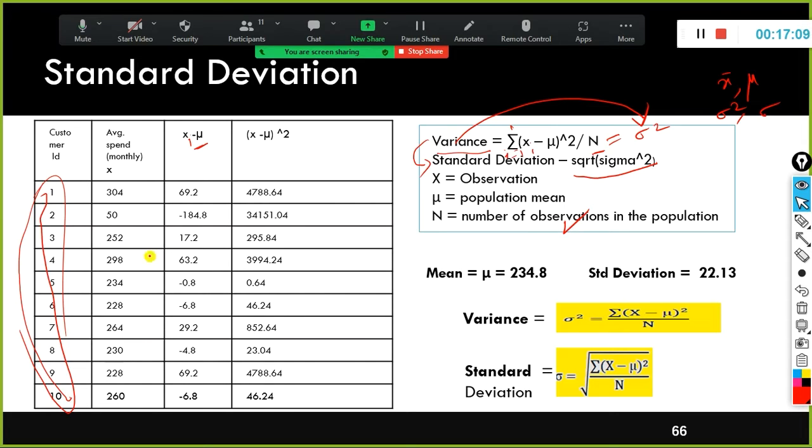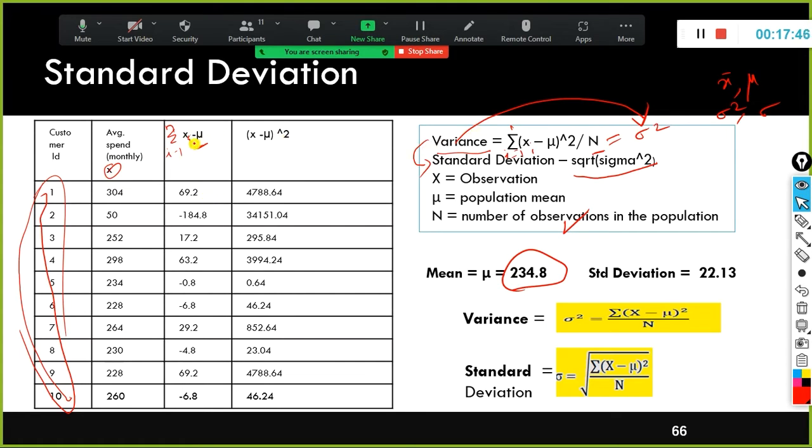Fine. Now let us look here. The mean value for all these values is 234.8. How do you compute the mean value? Sum of all these values divided by 10. So you get 234.8. And the next step is you need to subtract 234.8 from each and every value. 304 minus 234.8, that's the formula here: xi minus mu. For every value of x, you need to subtract your mean value.